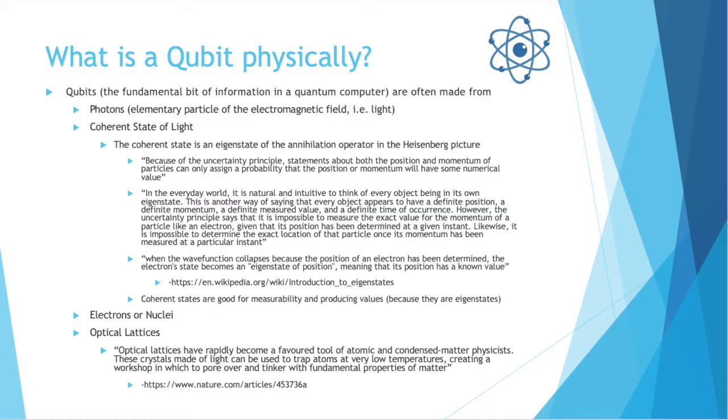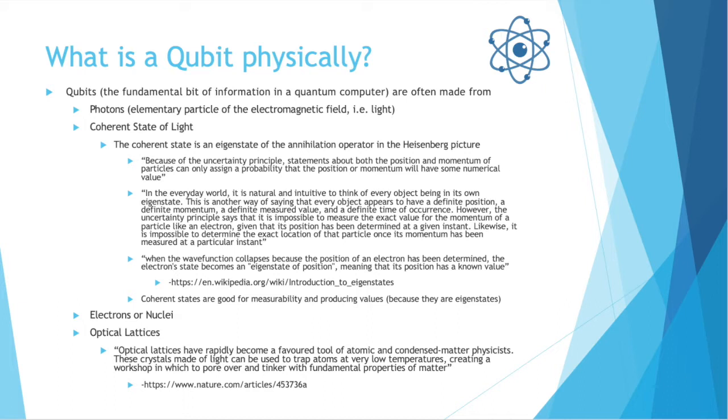So at the heart of a quantum computer, you have the qubit, the quantum bit. That is what makes quantum computing so amazing. But what actually is a qubit? So physically, what is a qubit made out of? They can be made out of different things, depending on how you build your quantum computer. They can be made out of photons, which are elementary particles in the electromagnetic field, like light, for example.